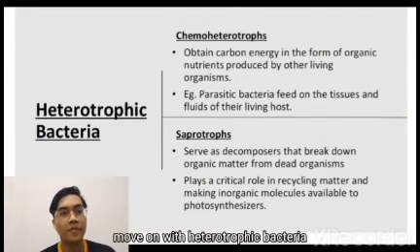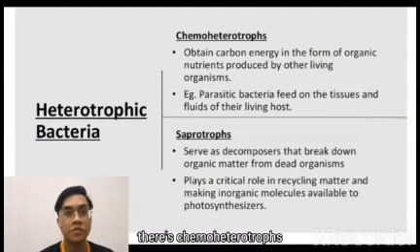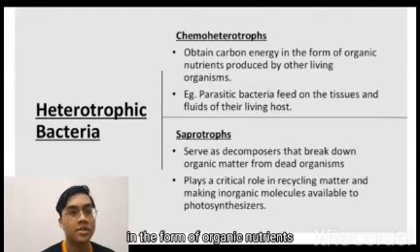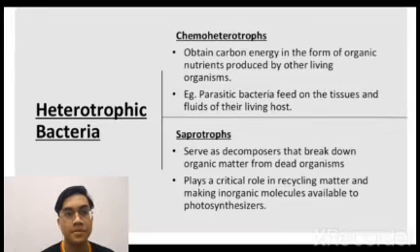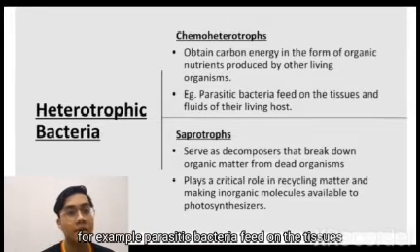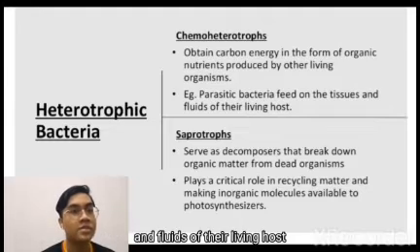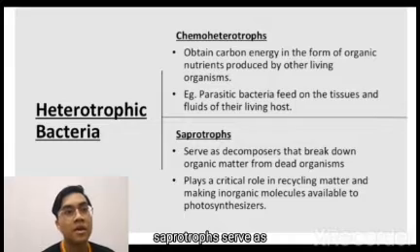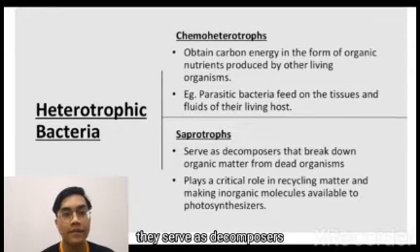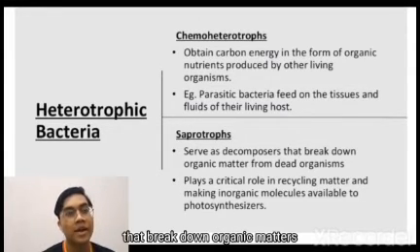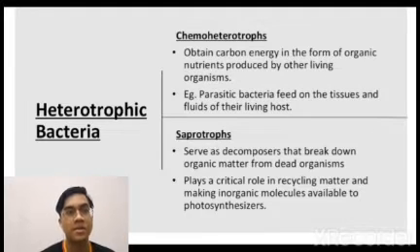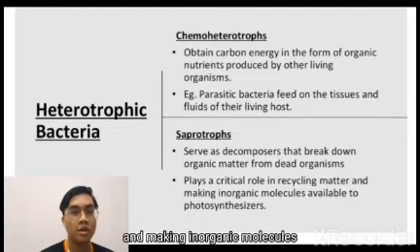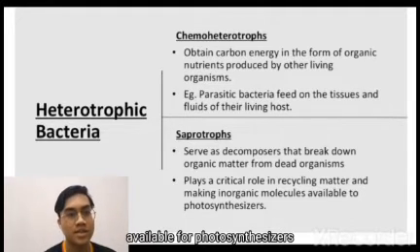Move on with heterotrophic bacteria. There's chemotrophs, which obtain carbon energy in the form of organic nutrients produced by other living organisms. For example, parasitic bacteria feed on the tissues and fluids of their living hosts. There's also saprotrophs. They serve as decomposers that break down organic matter from dead organisms, which plays a critical role in recycling matter and making inorganic molecules available for photosynthesizers.